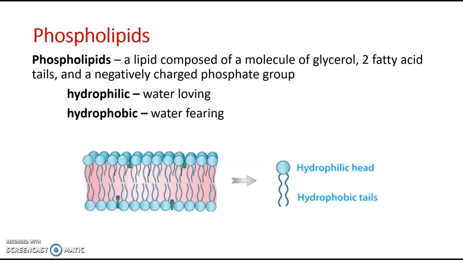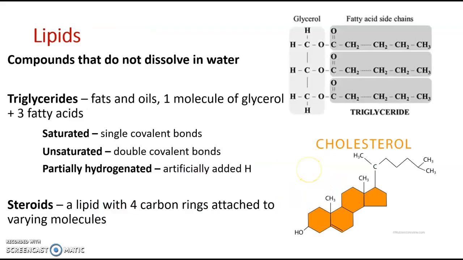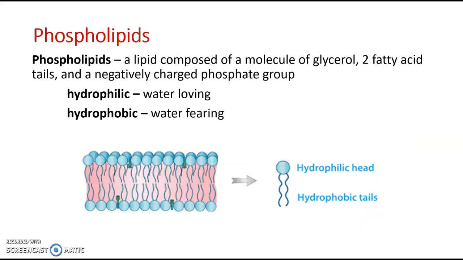Phospholipids are, I would say, the most important group of lipids, especially that we're going to talk about this semester. They are composed of a single molecule of glycerol. So that's going to be like our glycerol head here, this ball piece. And then they have two fatty acid tails. So unlike our triglycerides that have 3 fatty acid chains, phospholipids are going to have 2 fatty acid tails. And they have a negatively charged phosphate group on that glycerol head.